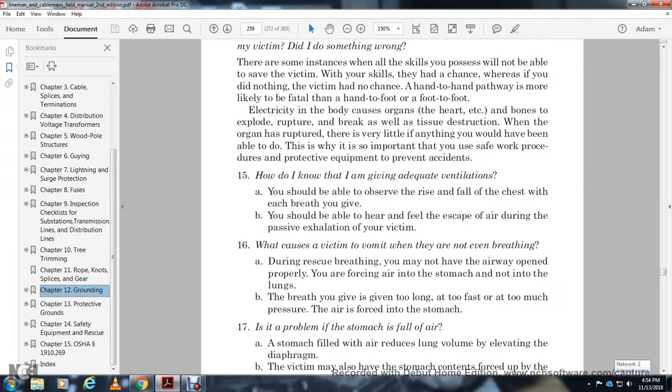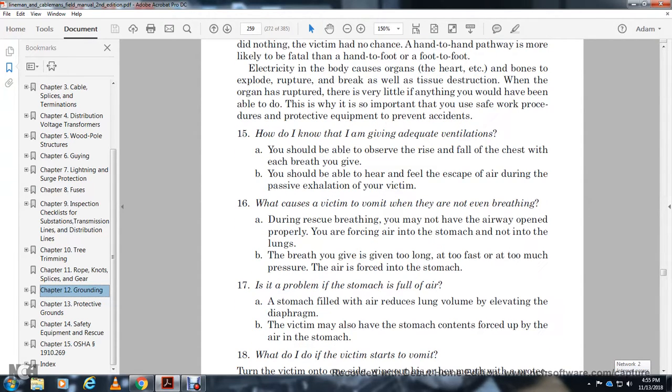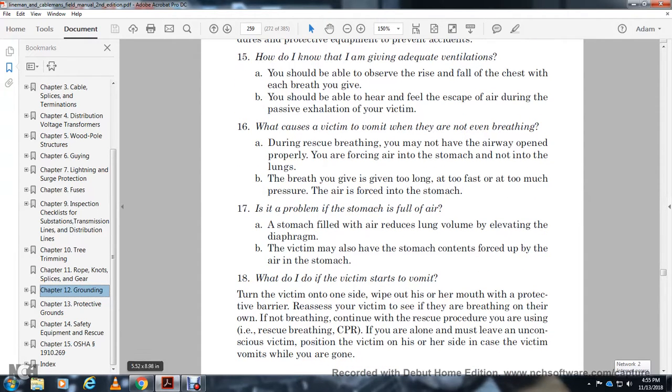Why did the victim vomit? They are not even breathing. During breathing, you may not have their airway open properly. You're forcing air into the stomach. Along with the breathing, you give it in too long, too fast, with too much pressure, and the air is forced into the stomach. That isn't a problem if the stomach is full of air. The stomach filled with air reduces the volume of the lungs by elevating the diaphragm. Although by elevating the diaphragm, the victim may also have the stomach contents forced up by the air in the stomach. What do I do if the victim starts vomiting?